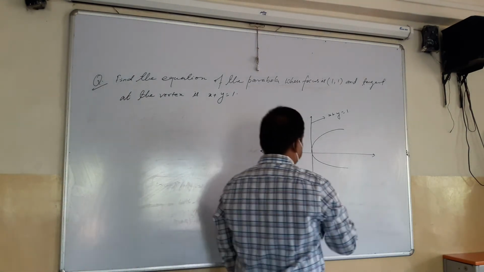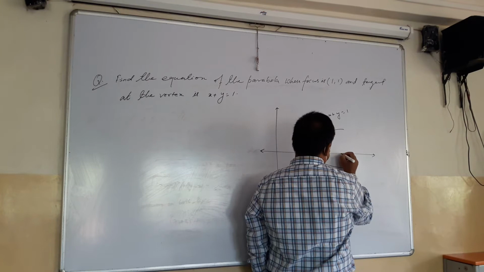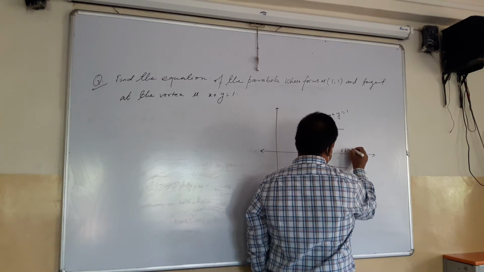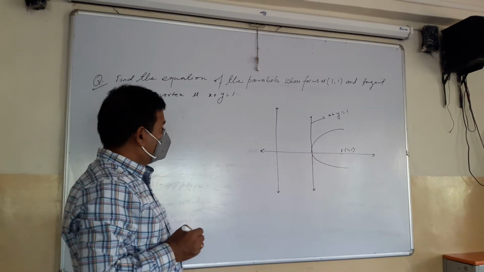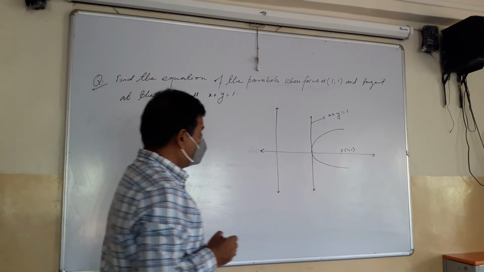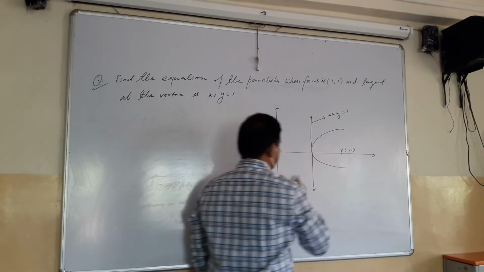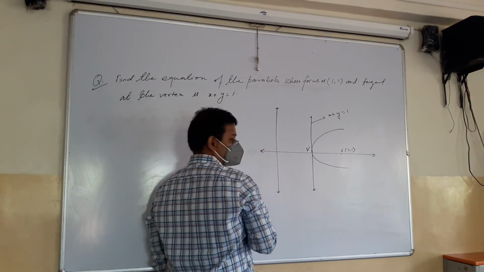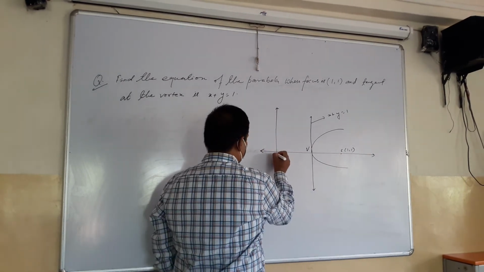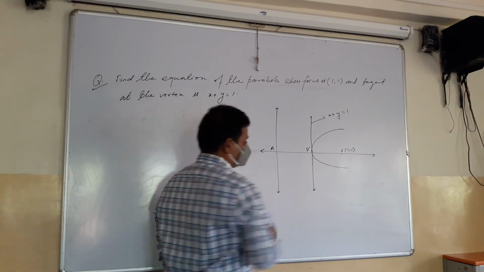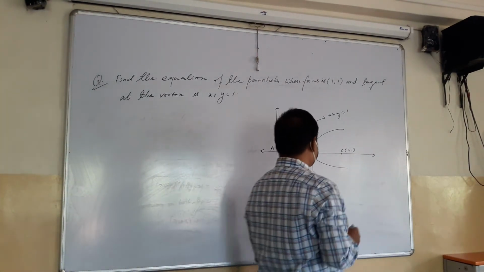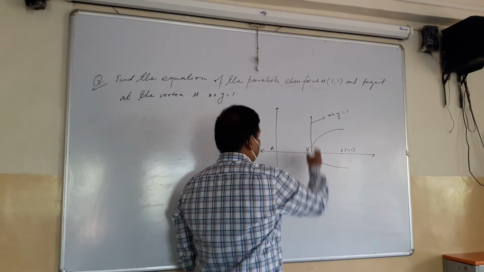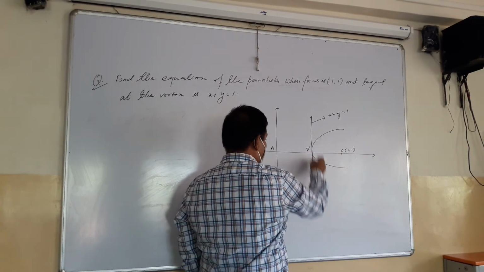What is given here? Focus S is (1, 1). Focus is given; focus is your S here. This is your vertex, and suppose this is point A. Now, the tangent here means 90 degrees.